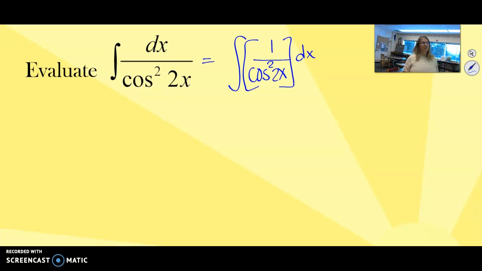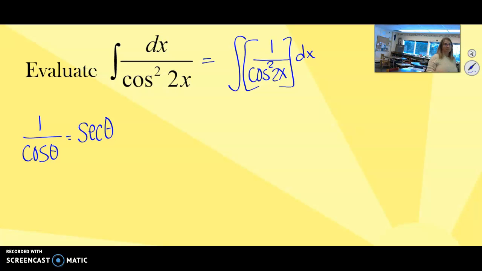So we have some identities we could use. We could use a Pythagorean identity: cosine squared of 2x would equal 1 minus sine squared of 2x. But then I'm going to have sine squared 2x in the bottom, so that's not going to help me. What we want to use here is the fact that 1 over cosine of an angle is equivalent to secant of the angle. So this is a reciprocal identity. Cosine is the reciprocal of secant. So we can rewrite this 1 over cosine squared of 2x as secant squared of 2x.